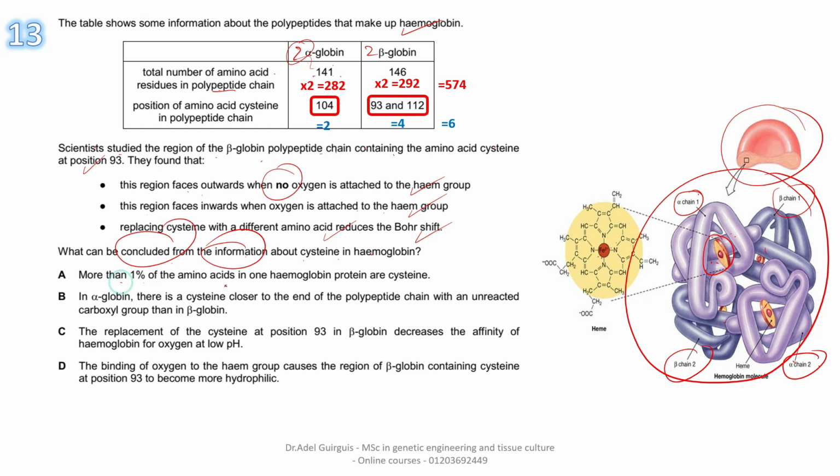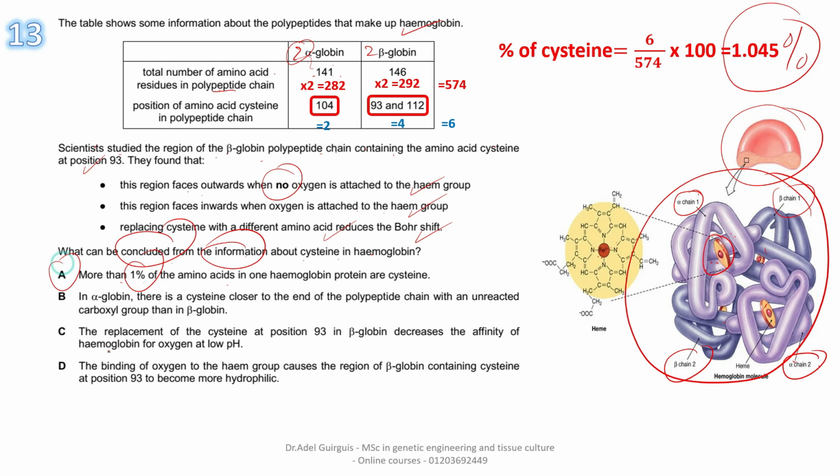More than 1% of the amino acids in one hemoglobin protein are cysteine. Let's count and calculate this percentage. Now, how many cysteine are found in one molecule of hemoglobin? Equal 6. What is its percentage? 6 divided by 574 times 100 equal 1.045%. So that's greater than 1%. So the answer is A. Okay? The answer is A.